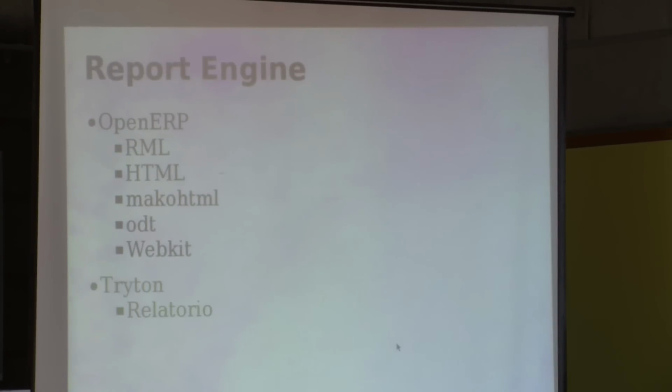In Tryton, we just use Relatorio. It works fine for the needs, and the report engine is designed in a way that if you want to use something else, use it for your report. Just return the values of the report, and the client will open it. You don't care. So we have one default, but if you want to use something else, use it. But yeah, that's all.